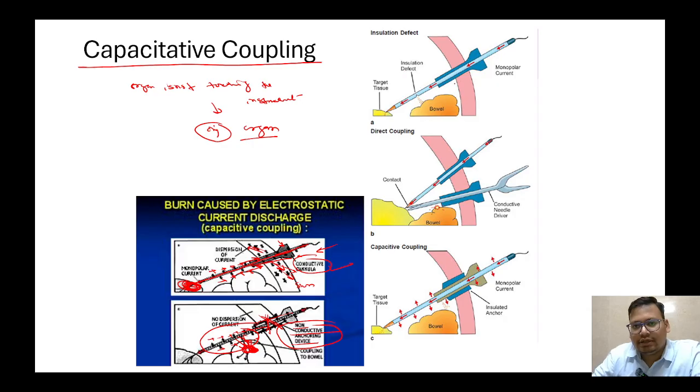See, this is the insulation defect. The current can injure the bowel, and this is direct coupling: the instrument in contact with the electrode is in contact with another instrument, which was in contact with the bowel. So the current passes to the secondary instrument and to the bowel. Next, in case of an insulated anchor or cannula, the current generated at the insulated surface will come to the bowel. So this is called capacitive coupling. Okay.